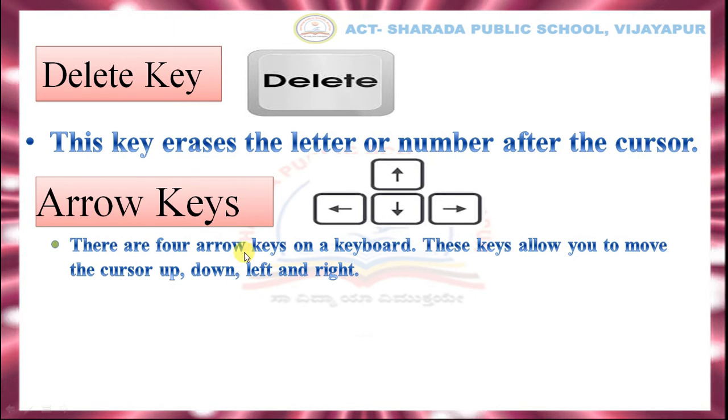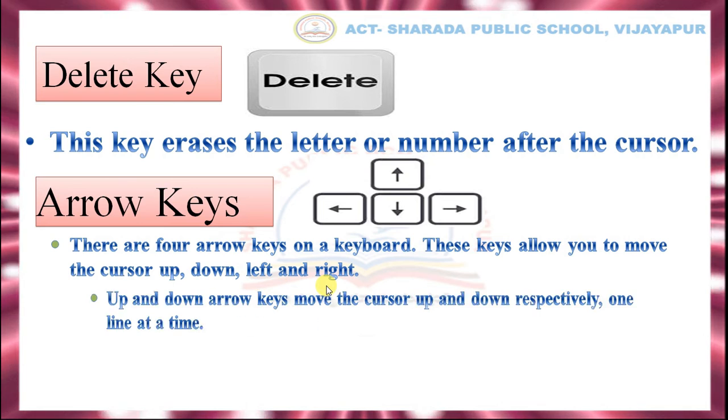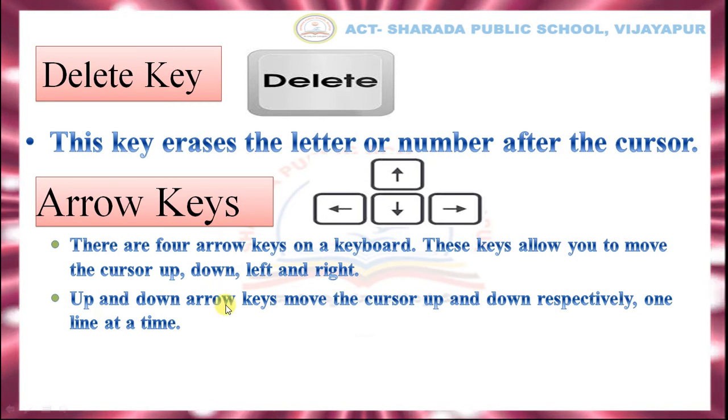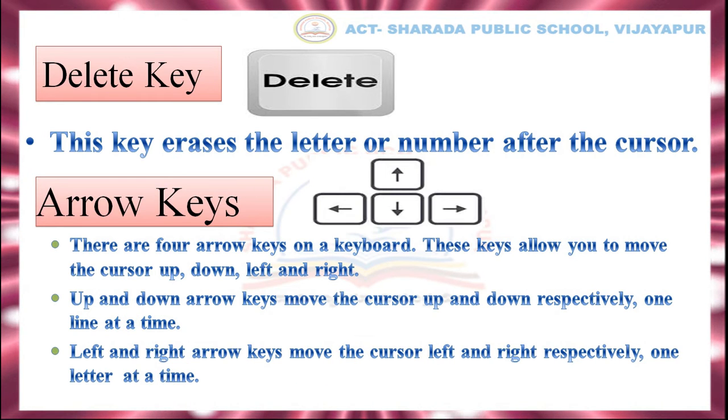There are four arrow keys on a keyboard. These keys allow you to move the cursor up, down, left and right. Up and down arrow keys move the cursor up and down respectively, one line at a time. Left and right arrow keys move the cursor left and right respectively, one letter at a time.